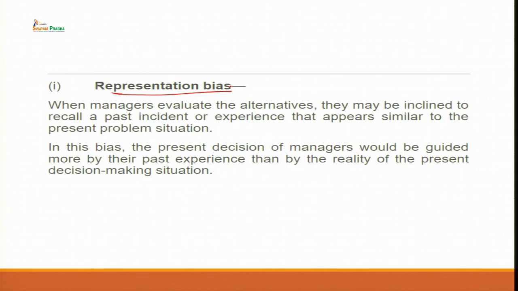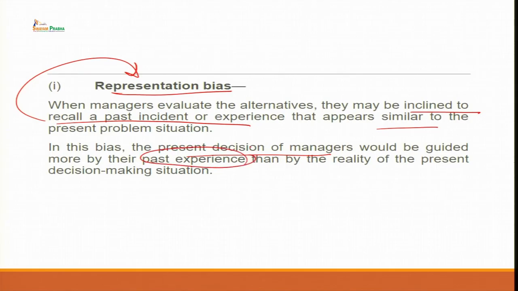Representation bias, on the other hand, is when managers evaluate alternatives, they may be inclined to recall a past event or experience, and they feel that the past event is representing itself. It appears similar to a past problem solution, and in this bias, the present decision of managers would be guided more by their past experiences than by today's reality. Hence, there can be some undue or incorrect decision that the manager may take out of this representation error.